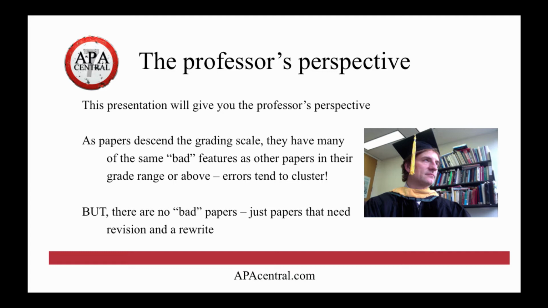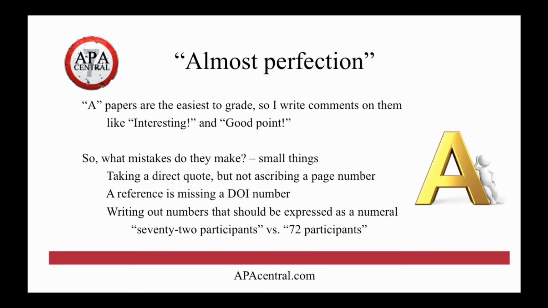Now, as papers descend the grading scale, they have many of the same bad features as other papers in their grade range or above, because errors tend to cluster. So like a C paper will have the problems that a B paper has, plus additional errors. That's kind of what I'm trying to get at there. But I want to make it clear to you that there are no bad papers, just papers that need revision and a rewrite. But let's start with the easiest papers, which are A papers.